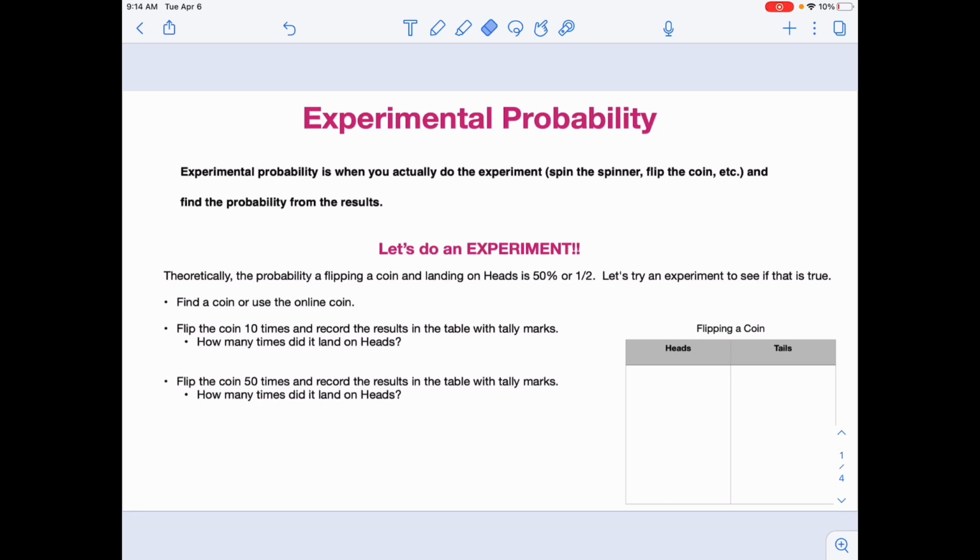Hey everyone, today we're going to talk about experimental probability. Experimental probability is when you actually do the experiment. So you actually spin the spinner, flip the coin, etc., and find the probability from your results. So let's do an experiment. Remember, theoretically, the probability of flipping a coin and landing on heads is 50% or 1/2. Well, let's try an experiment to see if that's true.